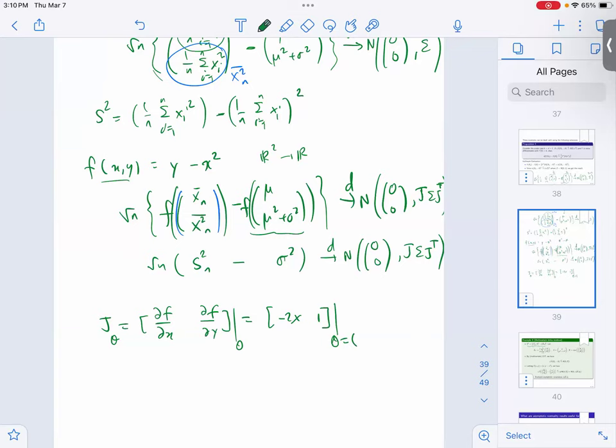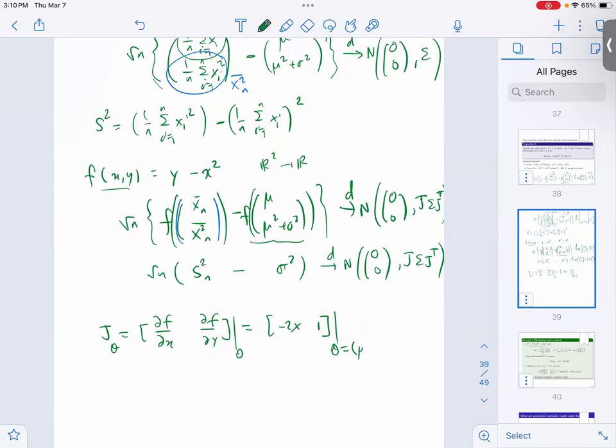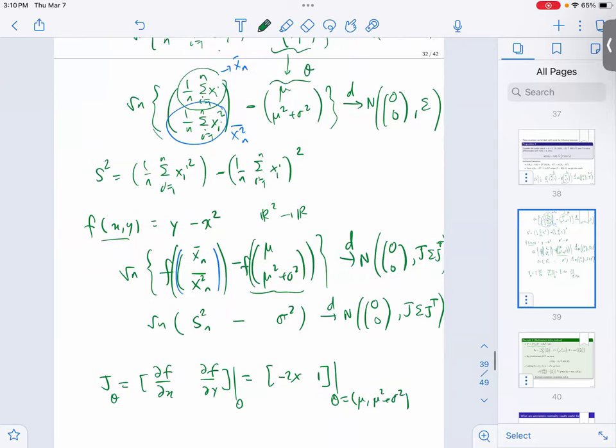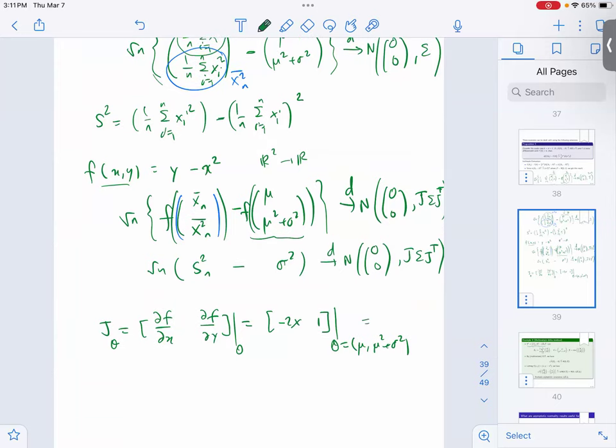So we are evaluating it at this theta. This is our theta, so it would be mu, if I'm not wrong. That's the theta that I'm applying f to, right? I'm evaluating this f at this theta, so my x would be in this case mu. So if I haven't made any mistake, I might have, this is going to be something like that.